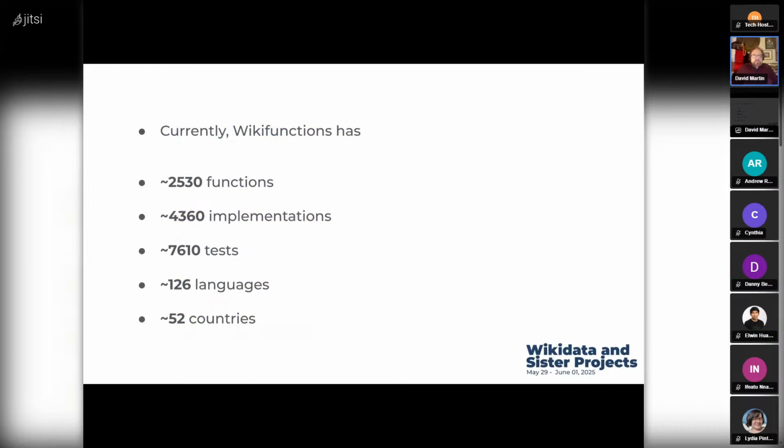As of now, Wikifunctions has collected more than 2,500 functions, over 4,300 implementations, over 7,600 tests, with names and descriptions in more than 100 natural languages and contributors from more than 50 countries.